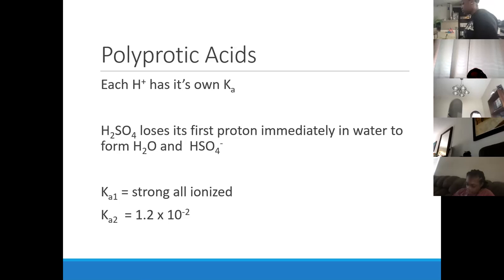I have sulfuric acid. If I have 2 molar sulfuric acid, I have 2 molar H plus and 2 molar HSO4 minus. It completely dissociates. On the other hand, my Ka for the second proton is 1.2 times 10 to the minus 2.